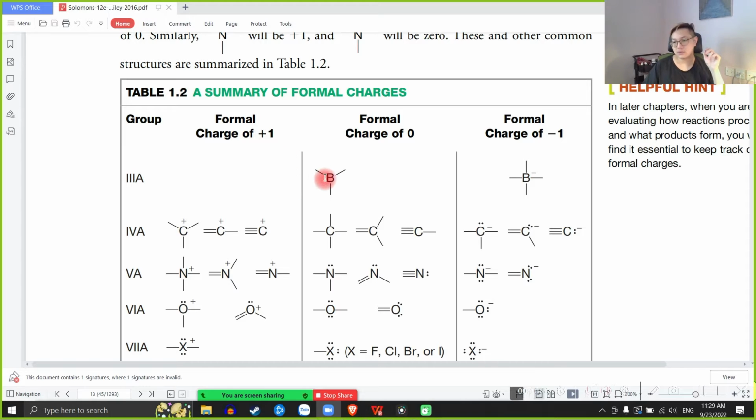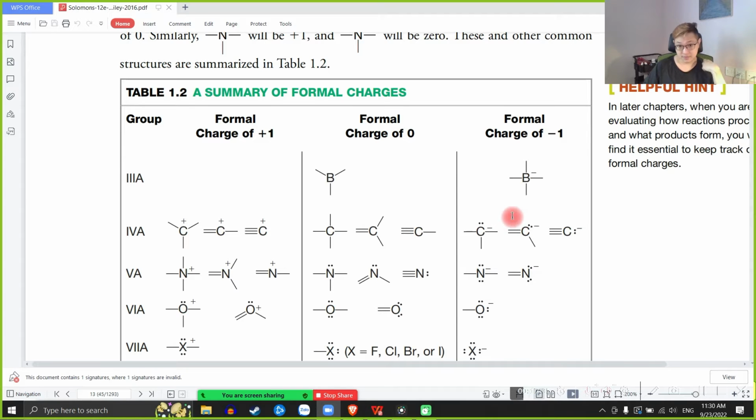For boron, group 3, it should form 3 bonds. So there's no charge at all if it's like this. Carbon, group 4, should form 4 bonds. This is a perfect situation when you have 4 bonds surrounding it. In the case it doesn't form 4, only 3, it will have a positive formal charge of 1. If the carbon has a lone pair here, this has a negative.